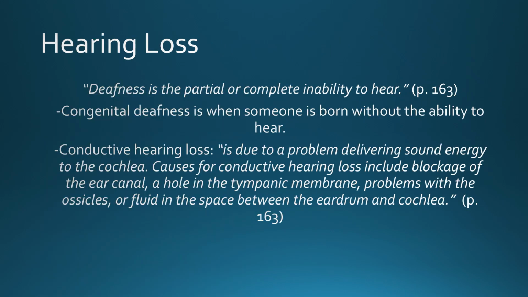So let's look at hearing loss, which is a big part of the auditory system and happens to a lot of people. Deafness, of course, is the partial or complete inability to hear. Congenital deafness is when someone is born without the ability to hear. Conductive hearing loss is due to a problem delivering sound energy to the cochlea, which we discussed that part of the ear earlier. Causes for conductive hearing loss include blockage of the ear canal, a hole in the tympanic membrane, problems with the ossicles or fluid in the space between the eardrum and cochlea.